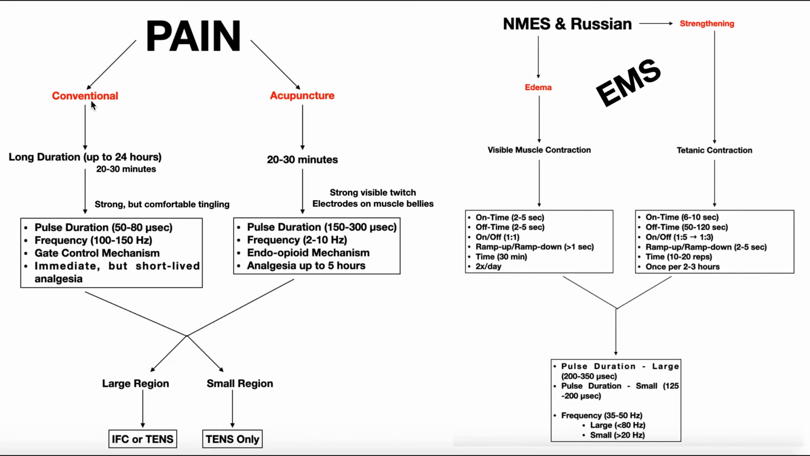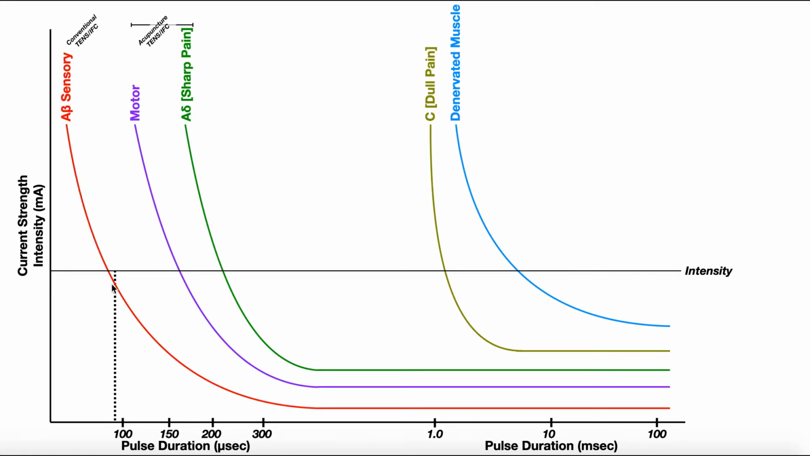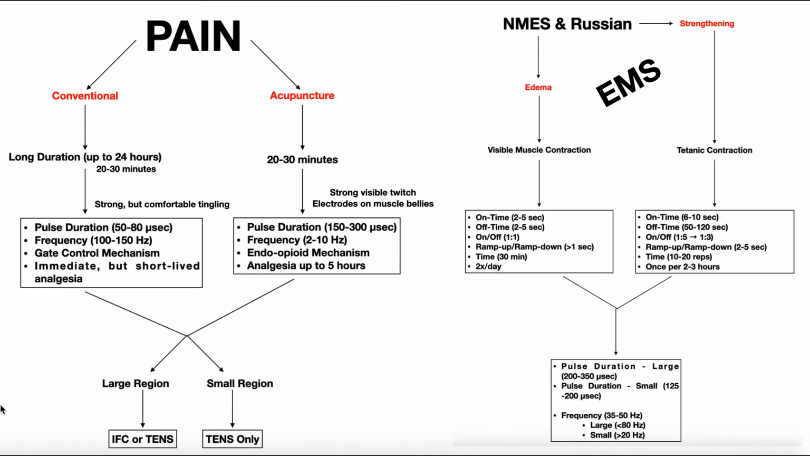If we look at conventional TENS or IFC, notice that we use a pulse duration between about 50 and 80 microseconds. Why do we do that? Because in conventional TENS and IFC, we're trying to stimulate these A beta sensory fibers. So the bottom line is when I move this vertical line across here, whatever curves it bisects, those are the nerve fibers or the structures that I am stimulating. Let's now take a look at the acupuncture setting on TENS and IFC. So here's our acupuncture setting. Notice the pulse duration now increases to having to be between about 150 and 300 microseconds.